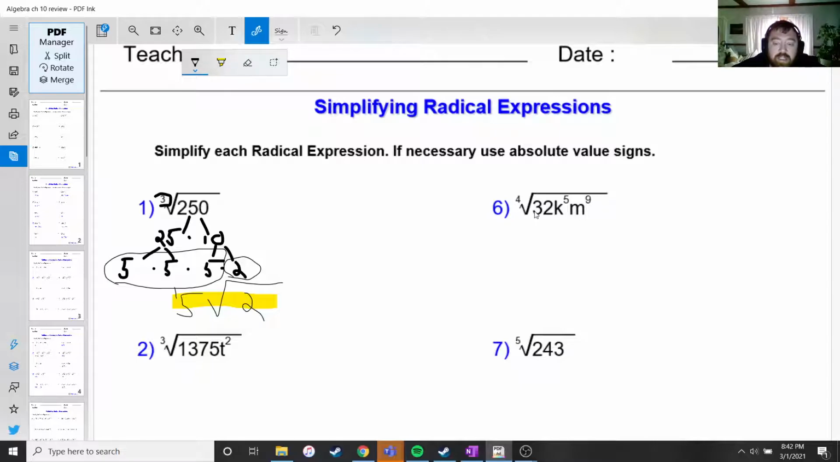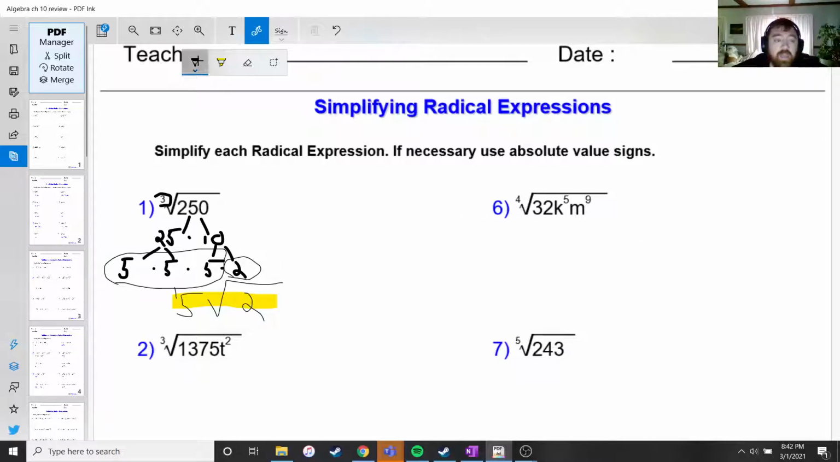Alright, now we got the quad root of 32, k to the 5th, m to the 9th. So, what I'm doing here is I'm going to split these up. Now, in the end, you can always bring these back together. I just kind of personally think it's a little bit easier to do it this way.